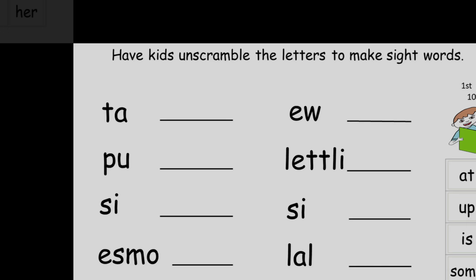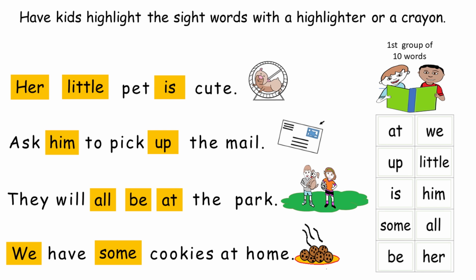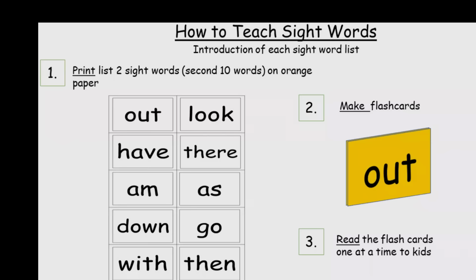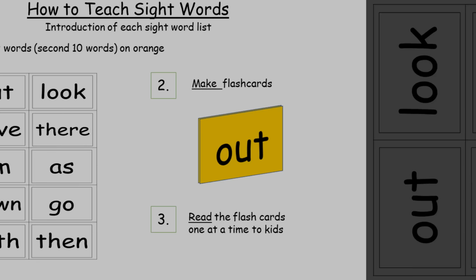Now have kids unscramble the letters to make sight words. And this is a completed example. Now have kids highlight the sight words with a highlighter or a crayon for each sentence. And this is a completed example. Now introduce kids to the second sight word list, second 10 words. Print them out on orange paper, make flashcards, and read flashcards one at a time to kids. This is a template for the flashcards.